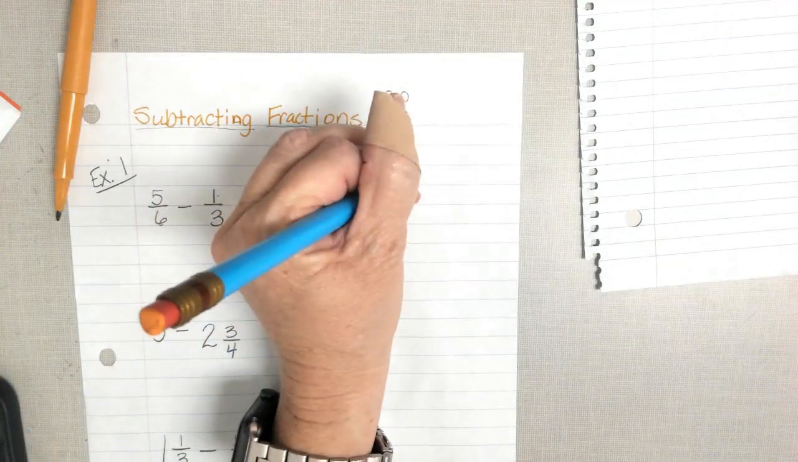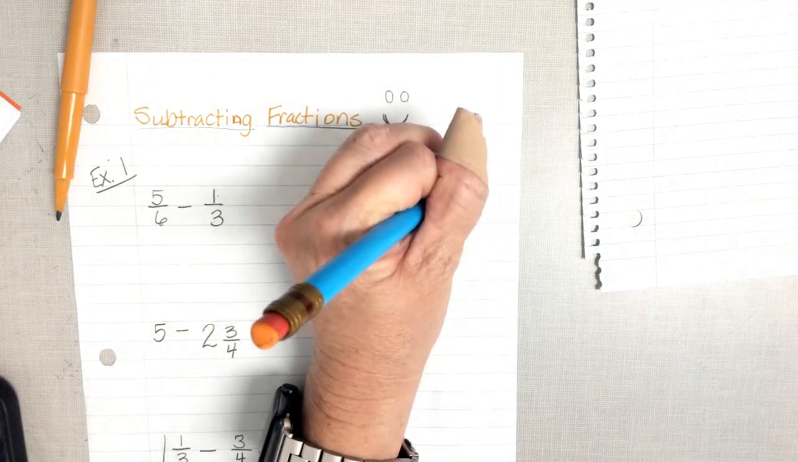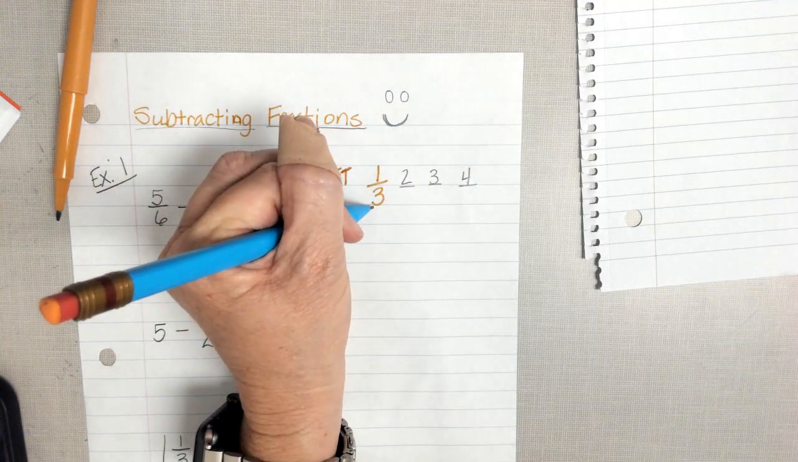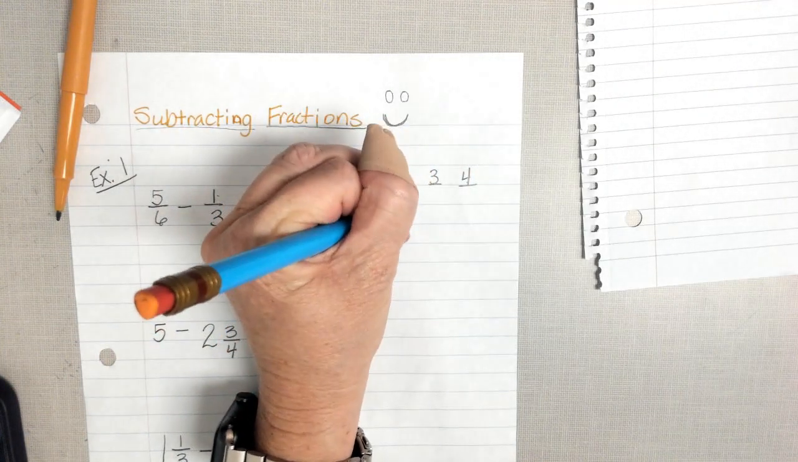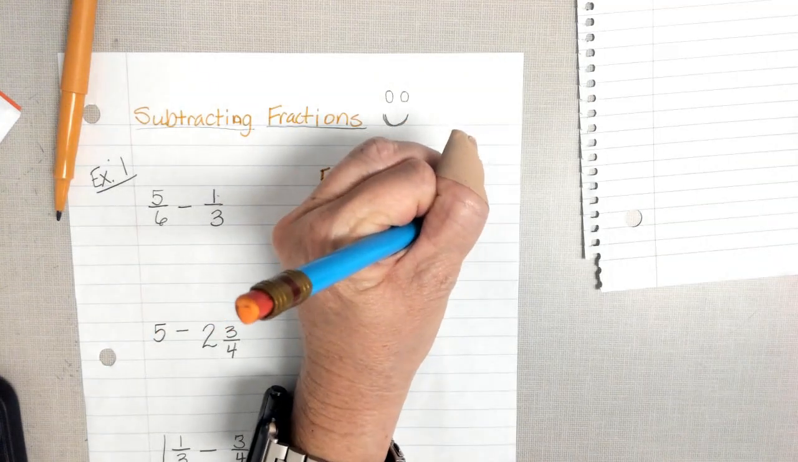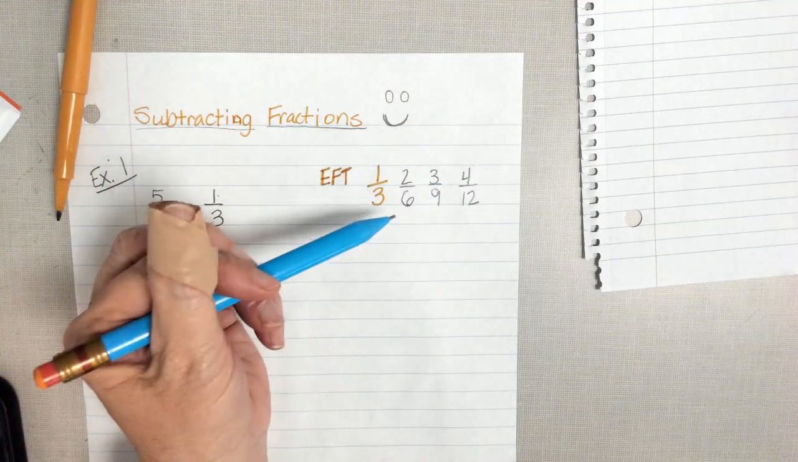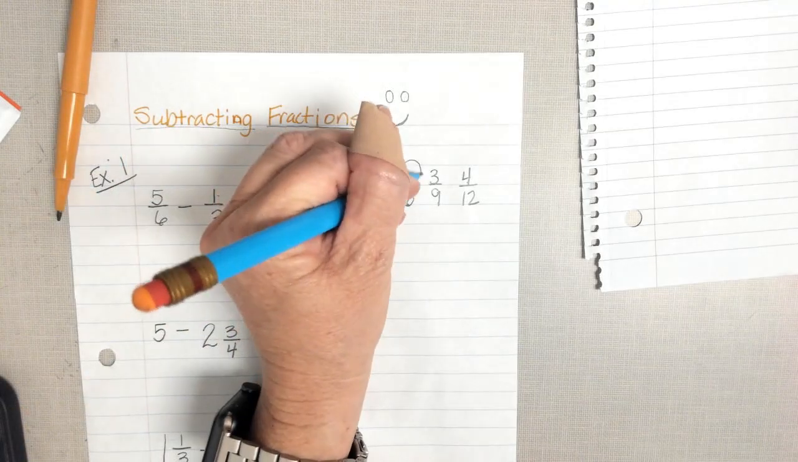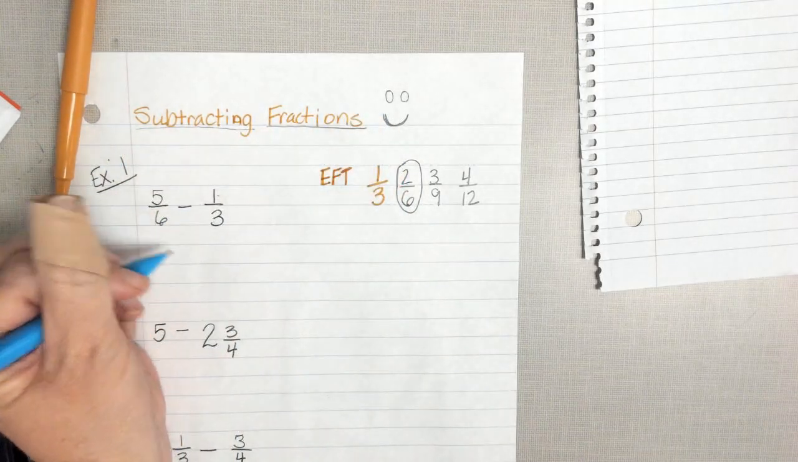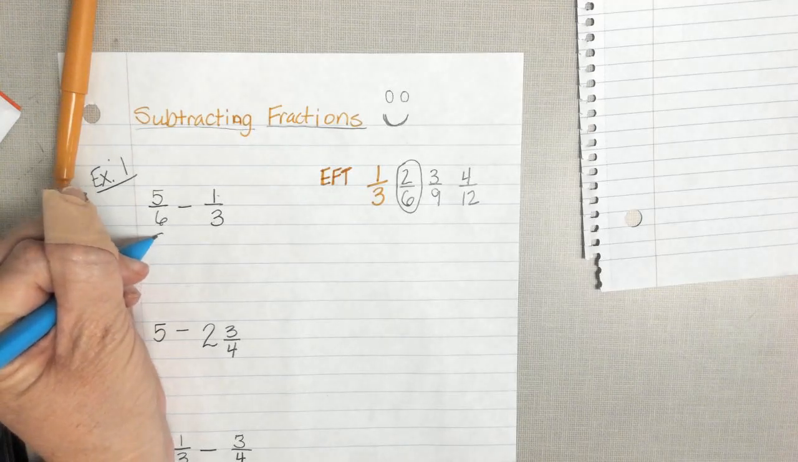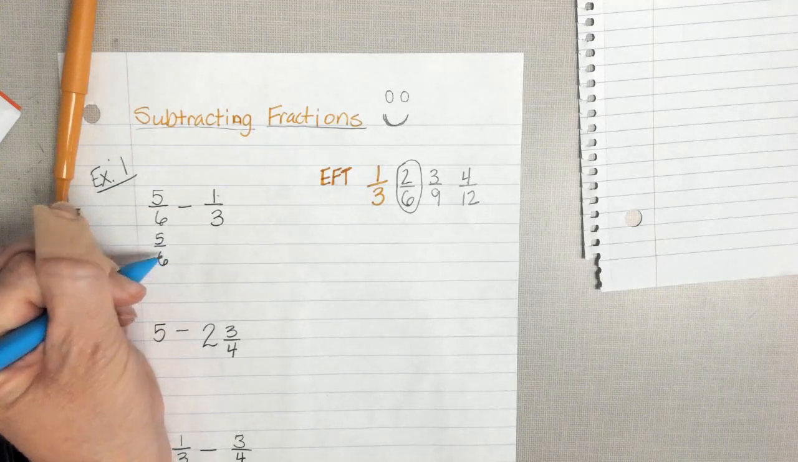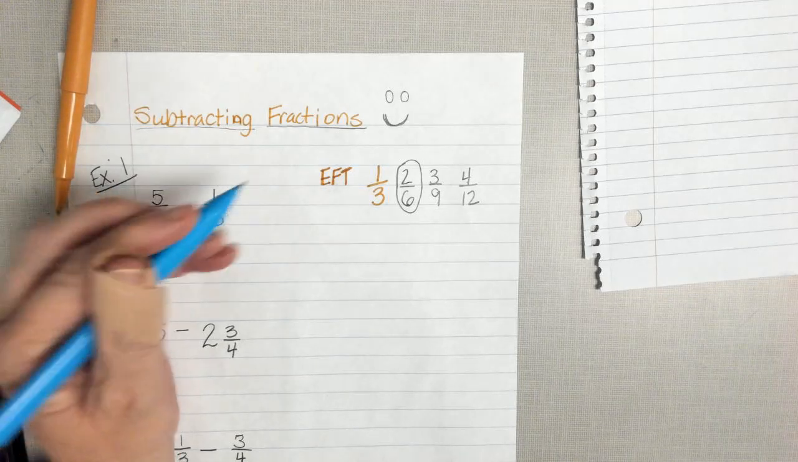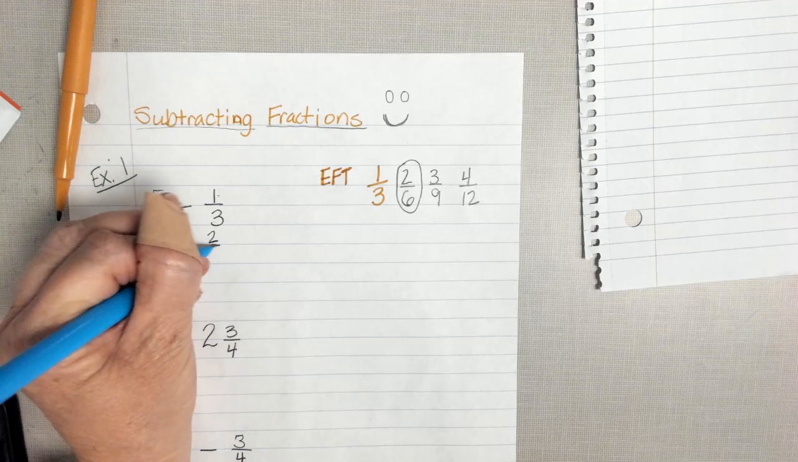So whenever we make our EFT, we always start with the fraction amount that has the lower denominator name. So I'm going to start with 1/3. And I'm going to skip count by 1s on the top, which is very easy. And I'm going to skip count by 3s on the bottom. 3, 6, 9, and 12. And I happen to notice right away that I have a denominator of 6. So I'm going to circle 2/6. And I like to rewrite my fractions right underneath because it makes solving very easy. So 5/6 is going to slide into place because it's the larger fraction, minus 2/6.